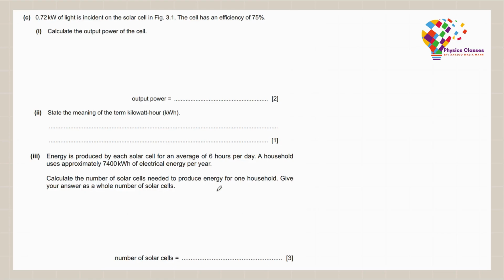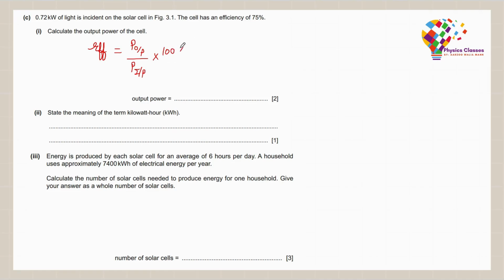Moving on to C1, we have 0.72 kilowatt of light that is incident on the solar cell. The cell has an efficiency of 75%. Calculate the output power of the cell. Now we already know that the efficiency is the power output by the power input times 100 if it has been expressed in percentage. So we can directly just do the substitution here.